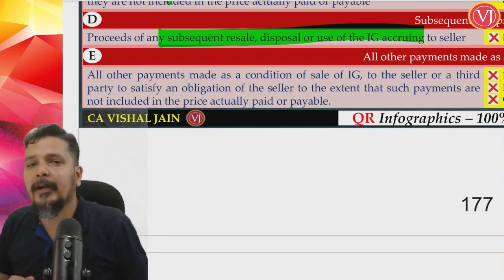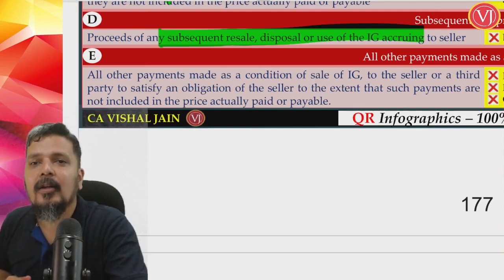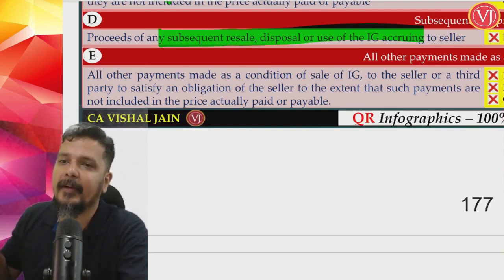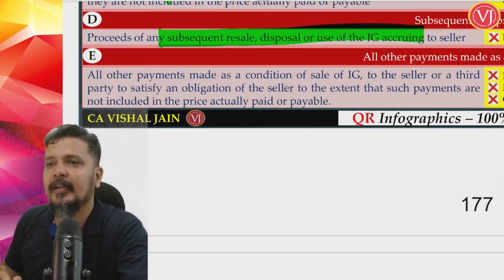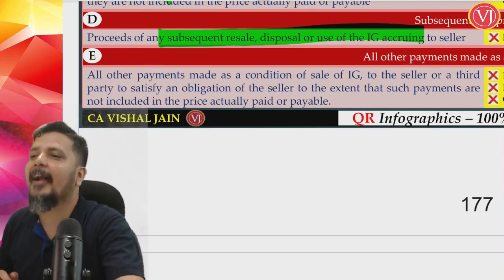Don't worry about this particular point because you are thrown outside rule 3. You will go to 4, 5, 7, 8, 9. Subsequent sale proceeds will be added.